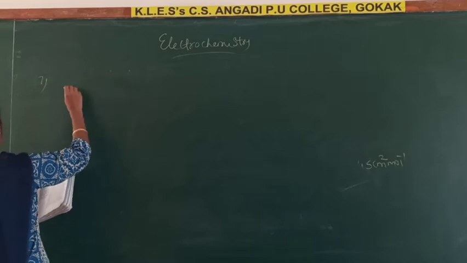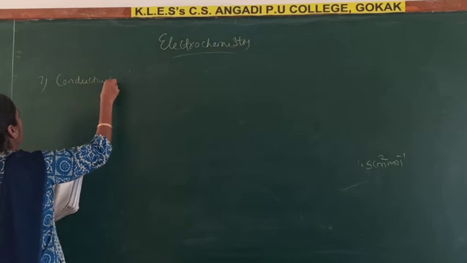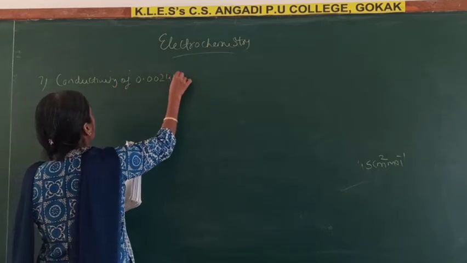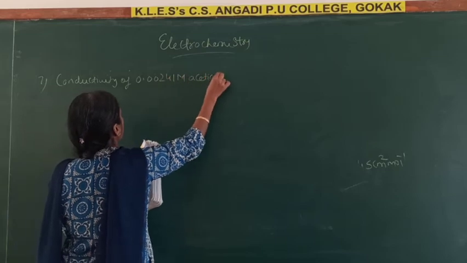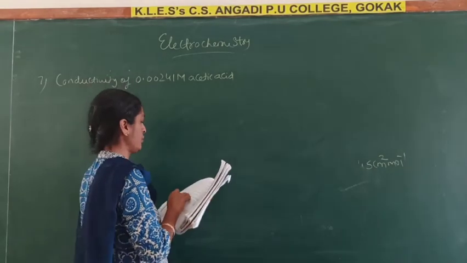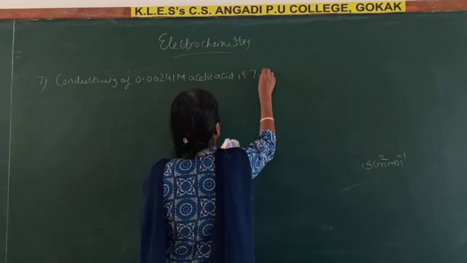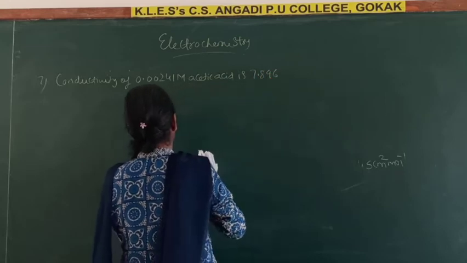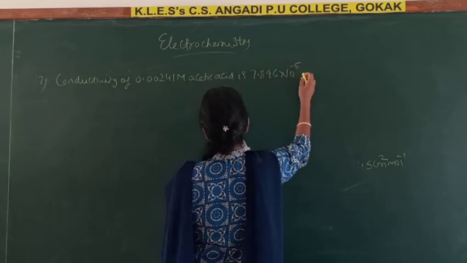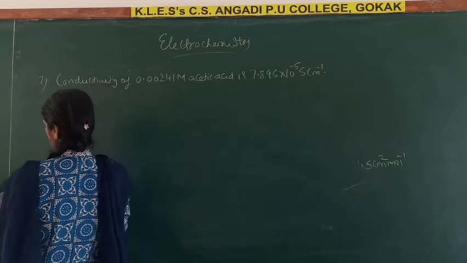We move on to the next problem. Conductivity of 0.00241 molar acetic acid. What is the formula of acetic acid? CH3COOH is 7.896 into 10 raised to minus 5 Siemens per centimeter. Calculate this.